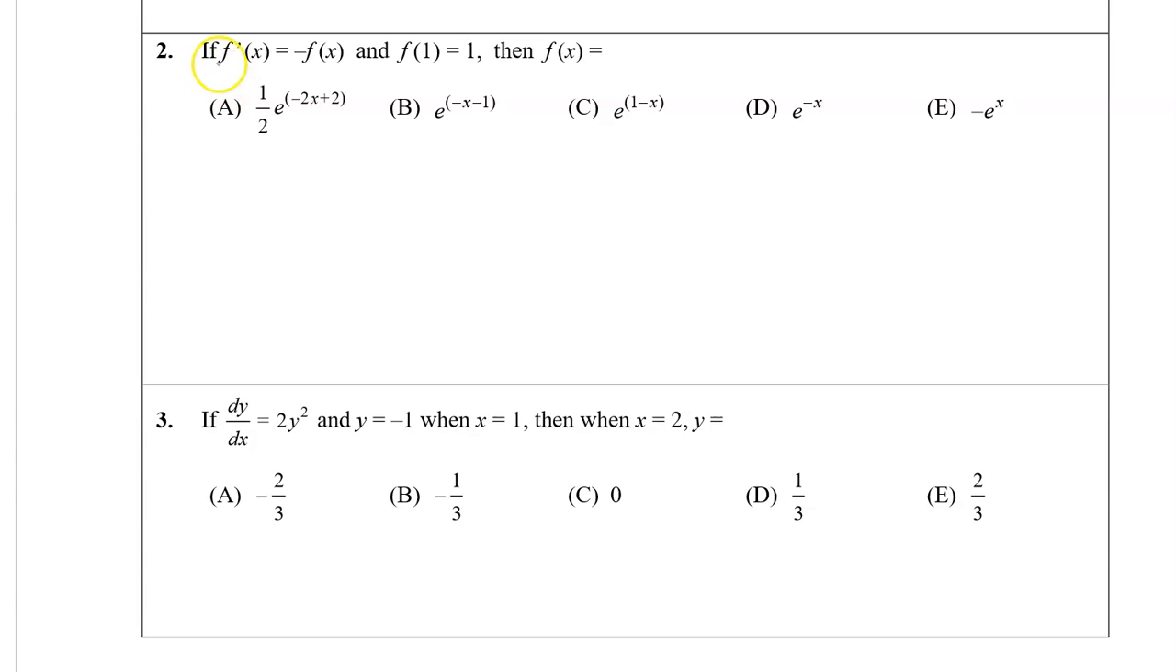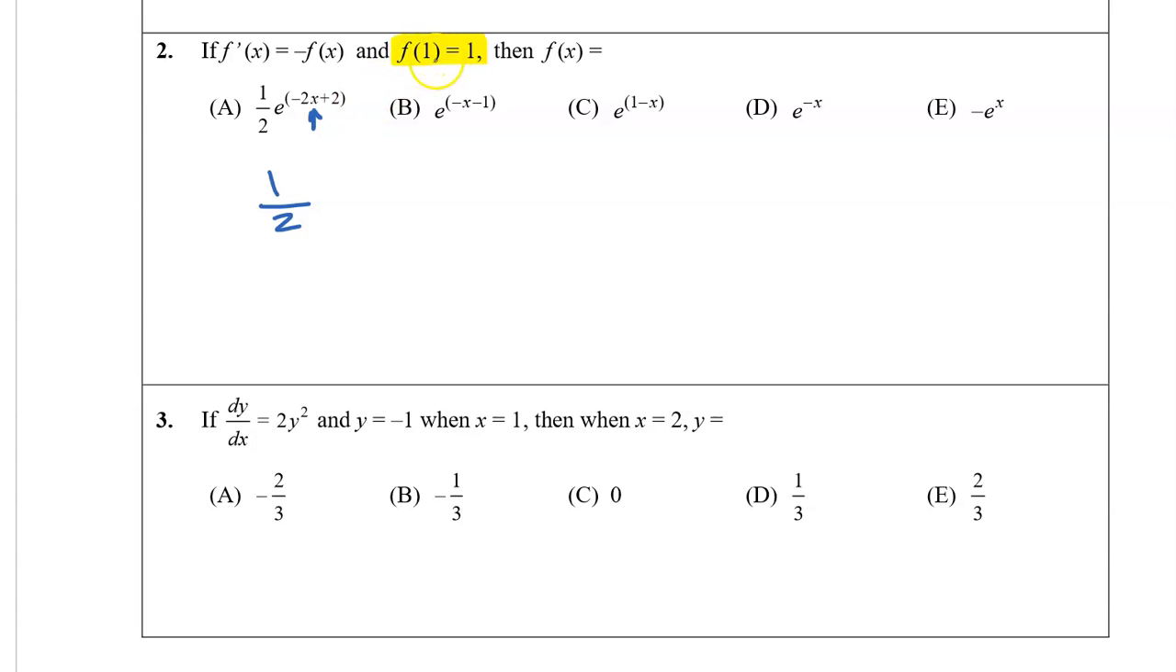Problem number 2. If f prime of x equals -f of x and f at 1 equals 1, then f of x equals which of these? We can eliminate most of the choices using this part of the setup. f at 1 must equal 1. If we plug in 1 for x right here, we get -2 times 1 plus 2. That's -2 plus 2, which equals 0. So we have e to the 0 power, which is 1. But we still have the 1/2 in the front. So we end up with a value of 1/2.